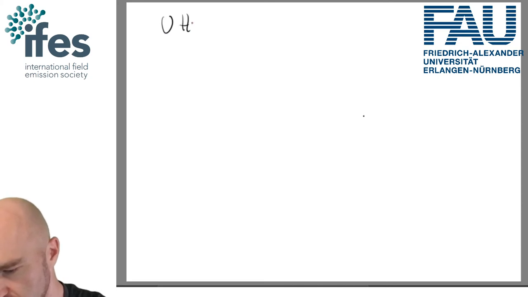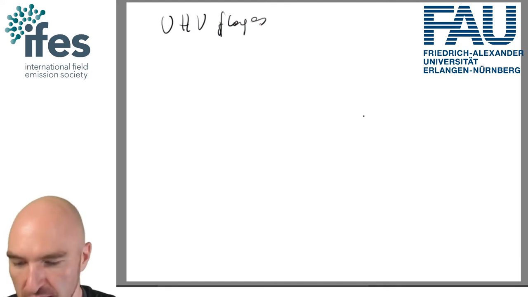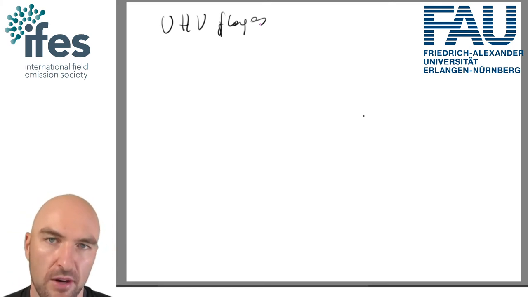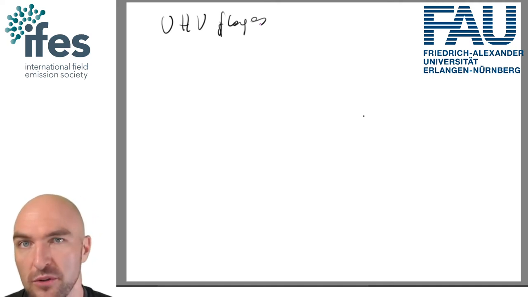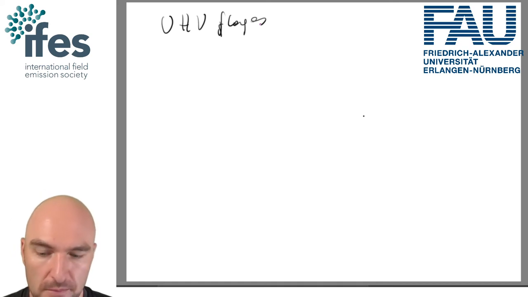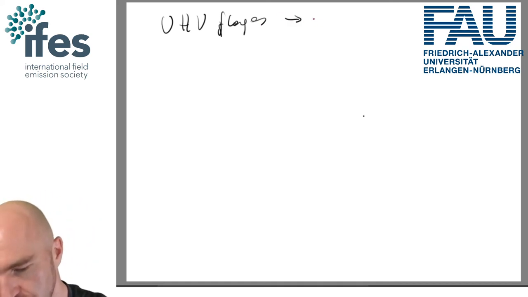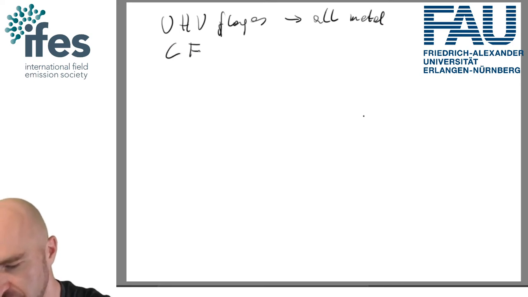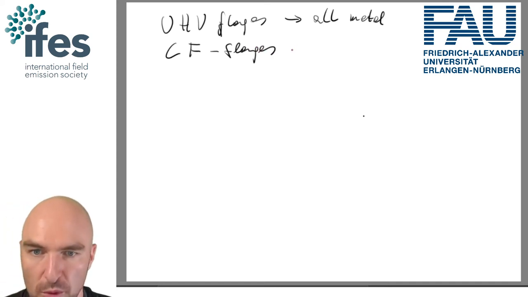The one that I want to draw for you is UHV flanges. I've mentioned before that we need to be able to bake our system. So in order to be able to bake our system, we can only use materials that can withstand the baking temperature. UHV flanges are therefore all metal flanges, okay? And the so-called CF flanges are the most common ones.